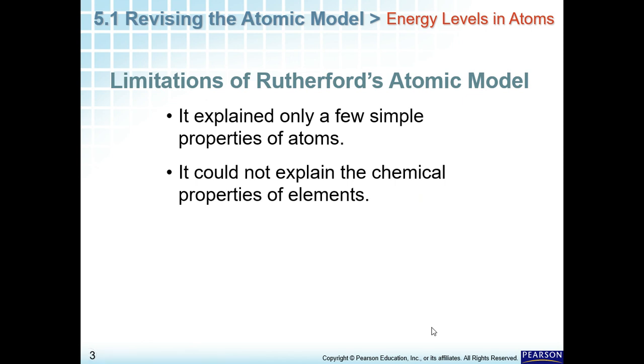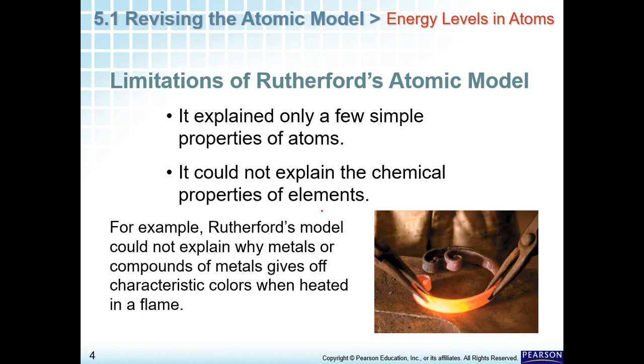Now, this model had some limitations. Yes, it could explain some properties of atoms, but it didn't explain everything. Specifically, it could not explain a lot of the chemical properties that we saw. Your book also mentions that it could not explain why metals or compounds of metals give off characteristic colors when heated by a flame.